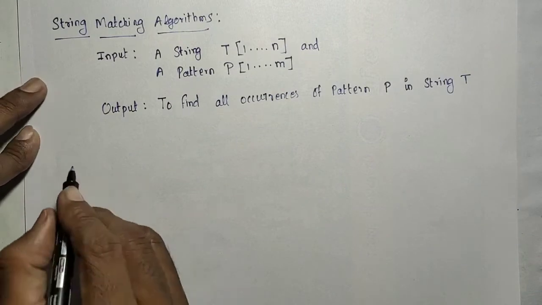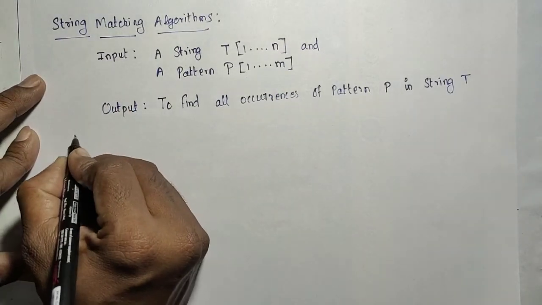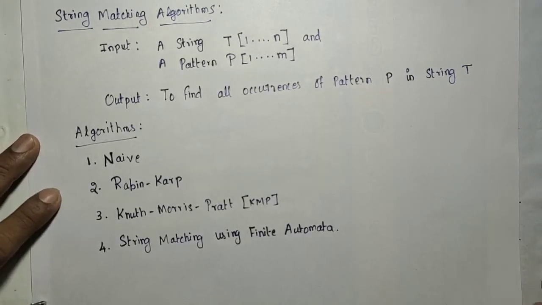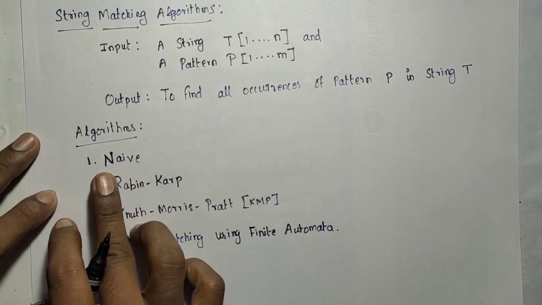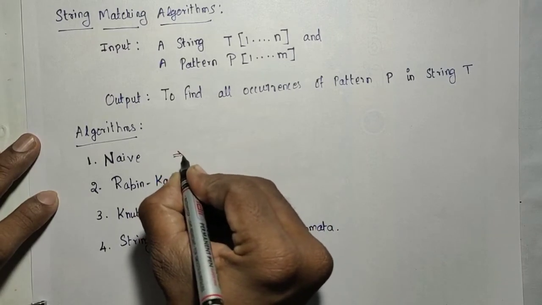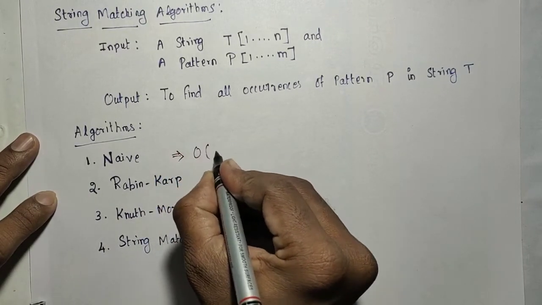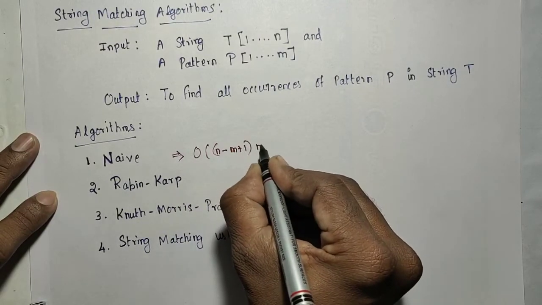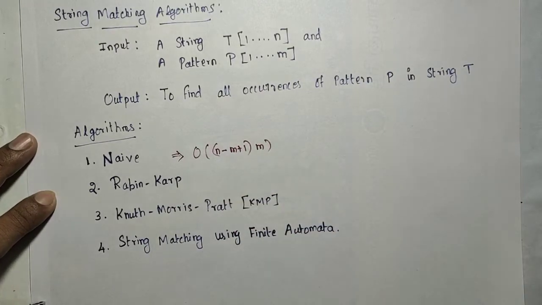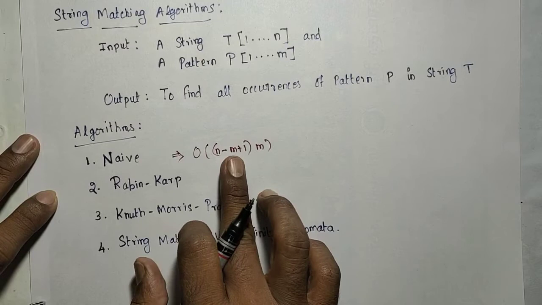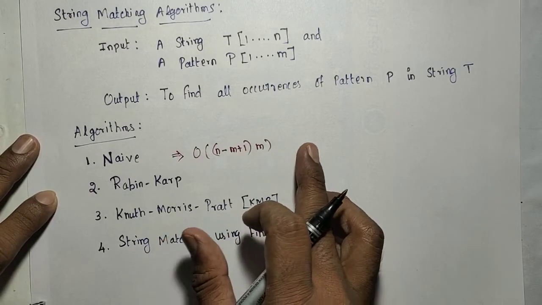And what are the algorithms we are going to discuss for string matching? The first one is the brute force method, the naive string matching algorithm. The complexity of this algorithm is O of (n minus m plus 1) into m for all the cases. Whatever the input, worst case, best case, and average case, this is the complexity, (n minus m plus 1) into m.